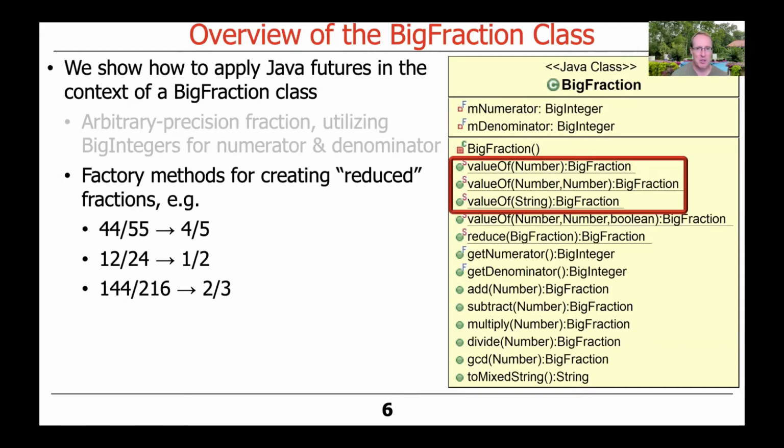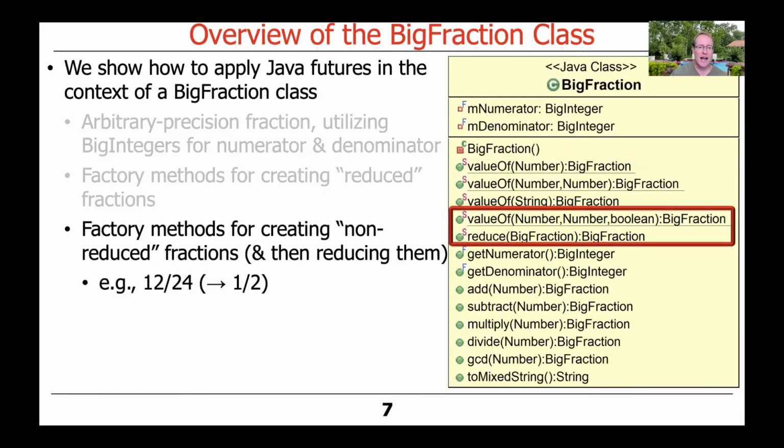You can have a bunch of factory methods for creating reduced fractions, where a reduced fraction, something like 12/24ths is 1/2, or 44/55ths is 4/5, or 144/216ths is 2/3, and so on and so forth. And then there are also factory methods for creating non-reduced fractions and then reducing them. So there are methods for reducing a fraction that may be non-reduced.